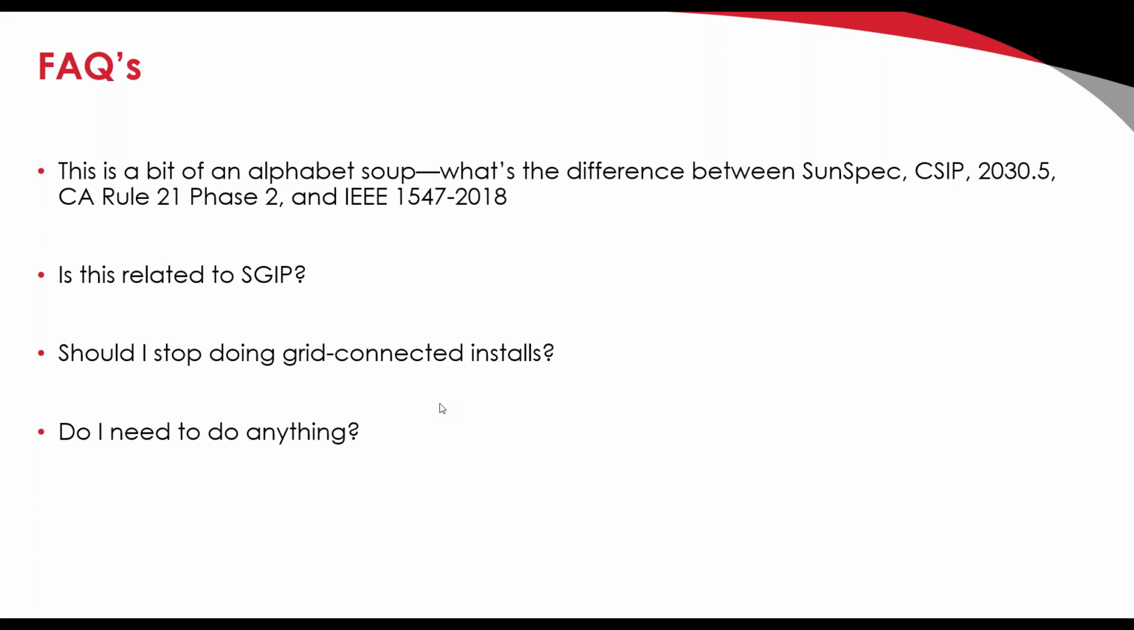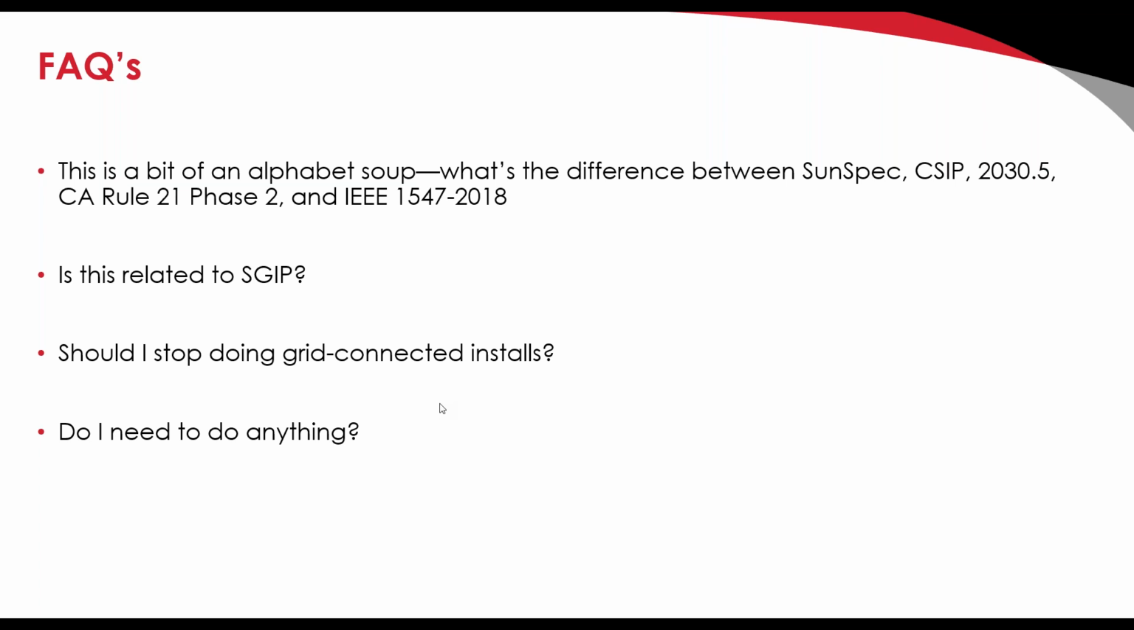So is all of this related to SGIP? Well, yes, it is. The California Self-Generation Incentive Program going forward is going to require that the inverters that are enrolled in that program have 2030.5 communications, that they are SunSpec CSIP certified. So insofar as there is a shared requirement there, in order to get one, the SGIP incentive, you have to have the other, the SunSpec CSIP communications protocol. Yes, they're related. They are, however, different things.